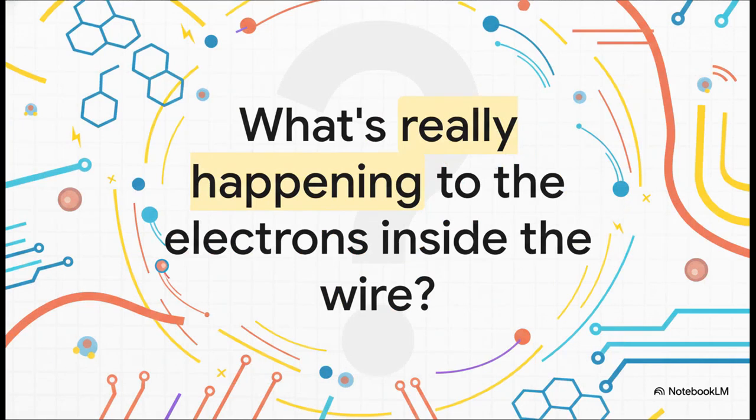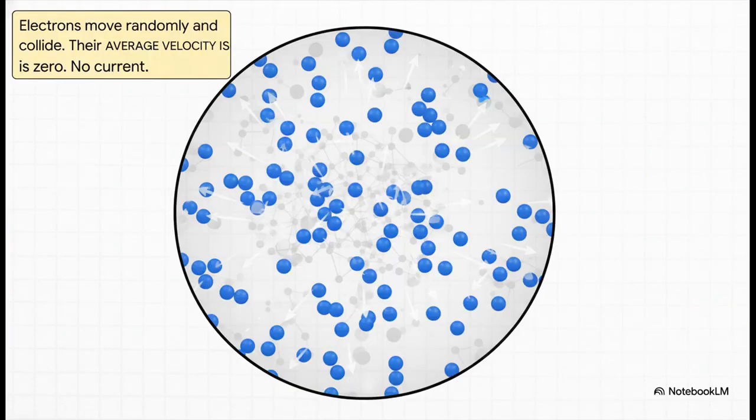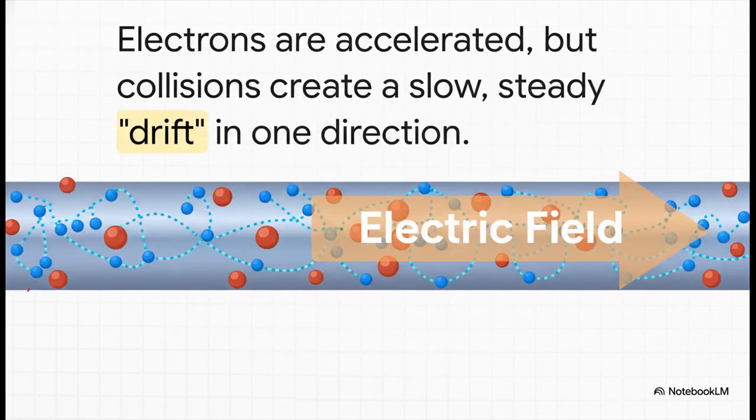But what's really going on with the electrons inside that wire? Let's zoom way, way in. If there's no electric field, electrons just move around randomly and collide. There's no current because they go nowhere. But when you add an electric field, they get accelerated. The collisions create a slow, steady drift in one direction.